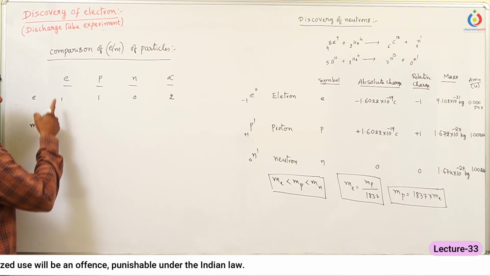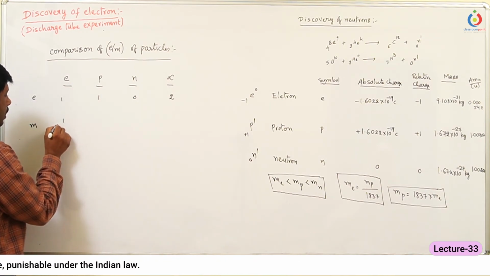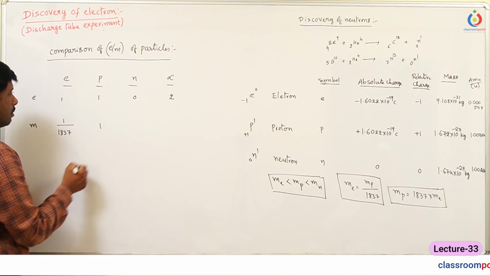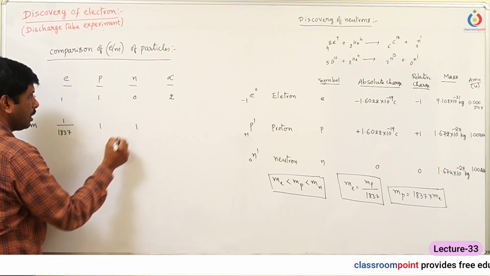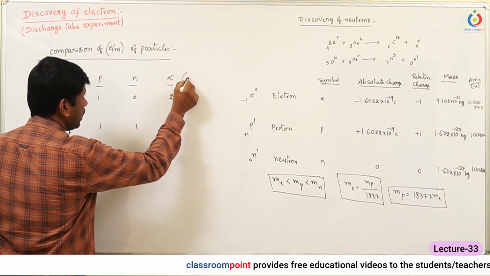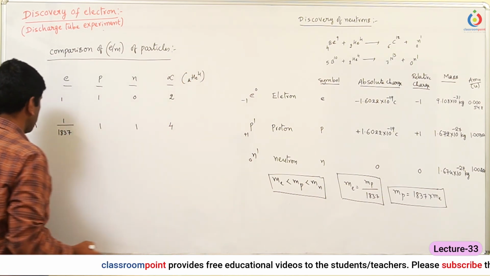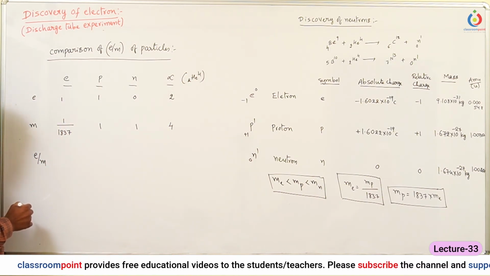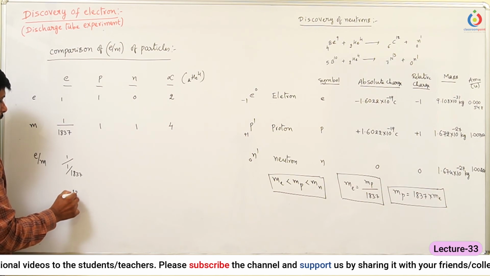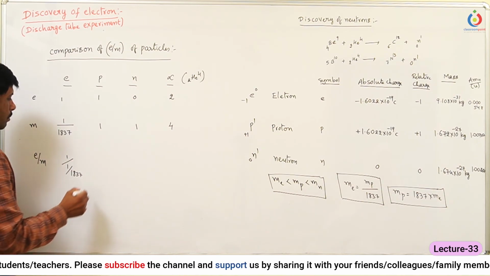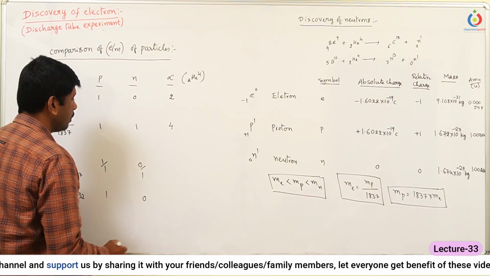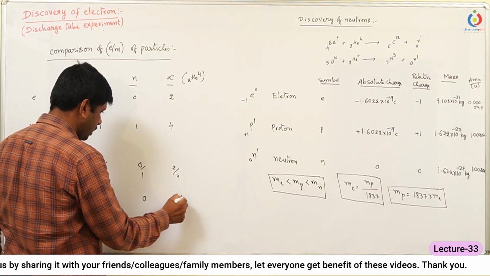Mass of the particle. We know that the mass of the electron is 1 upon 1837 times the mass of the proton, and the mass of the proton is 1. Mass of the proton and neutron are approximately equal, and the alpha particle is equal to 4. Alpha particle is nothing but the helium nucleus, 2He4. So when you calculate the charge to mass ratio of these particles, 1 upon 1 by 1837 gives 1837. This comes to the numerator finally. Here it is 1 by 1 giving 1. Here 0 by 1 gives 0. Here 2 by 4 gives 0.5.